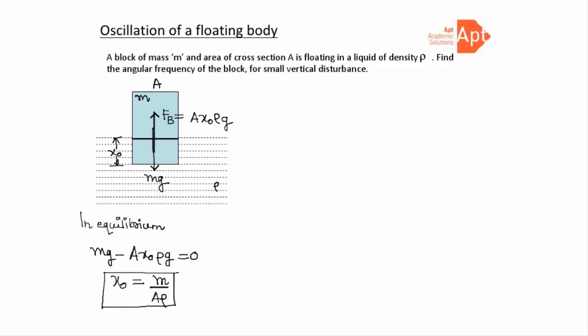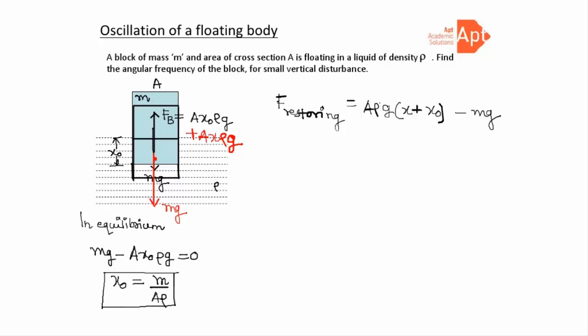In equilibrium condition. Now let's say that the block is further displaced by an additional amount x. So it is pushed inside the liquid by an additional length x. So this is the new location of the block. Now the forces will be, mg will keep on acting downwards. The buoyant force now changes to A x naught rho g plus A x rho g. So now we have the restoring force, which is equal to the new buoyant force, A rho g (x plus x naught), minus mg. This is the new restoring force.